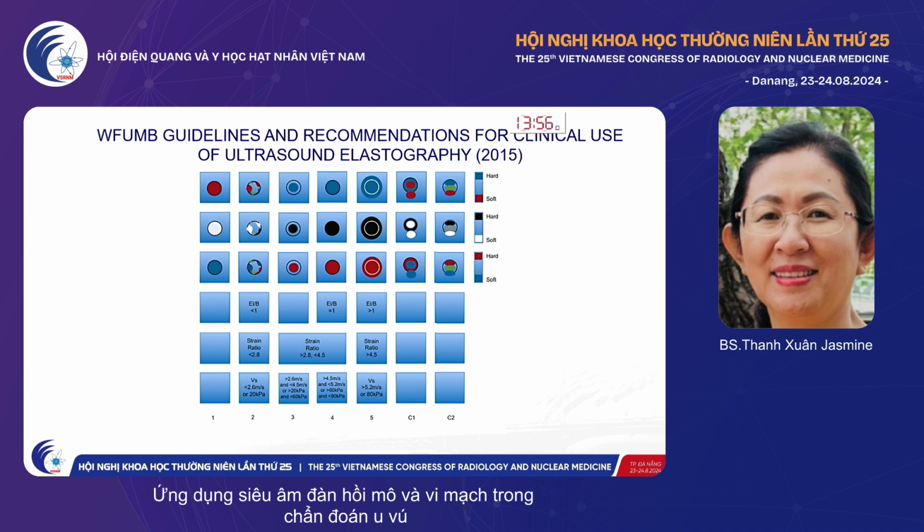This is a workflow guideline and recommendation for clinical use of ultrasound elastography in 2015. They remind us of the three values that I have mentioned before: Tsukuba score, EB ratio, and BA ratio. They recommend that if the strain ratio is lower than 2.5, the mass is considered benign. If the strain ratio is higher than 4.5, the mass is considered malignant. If it ranges from 2.8 to 4.5, the mass is usually assessed as BI-RADS 3 or 4. Therefore, we need to pay more attention to other elastography indices.